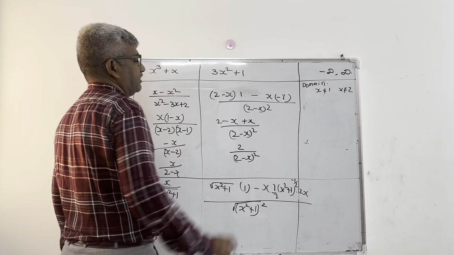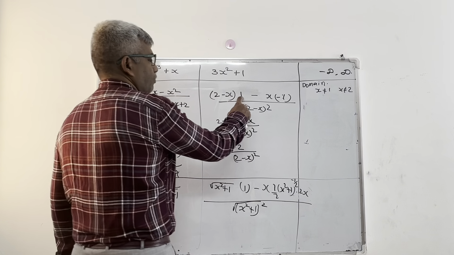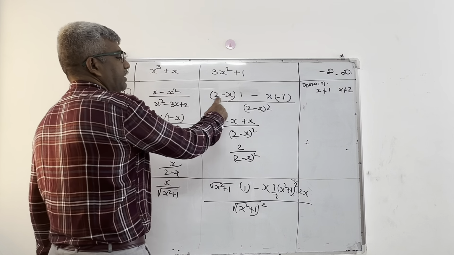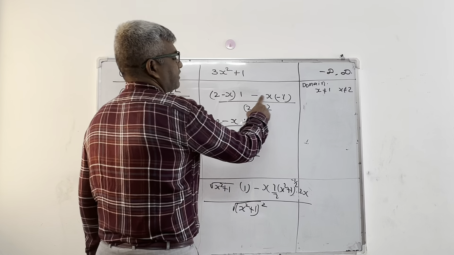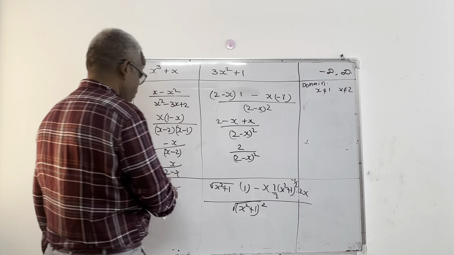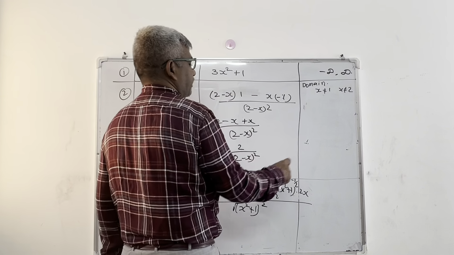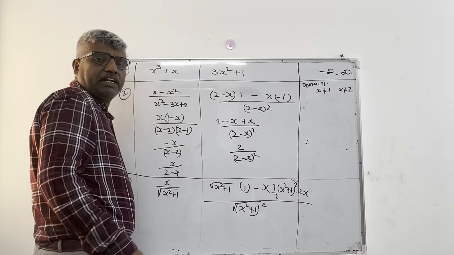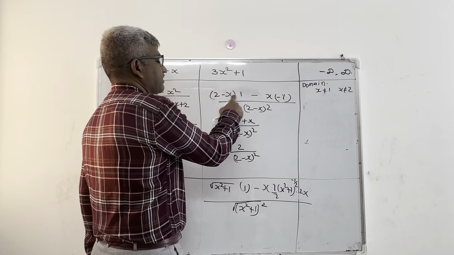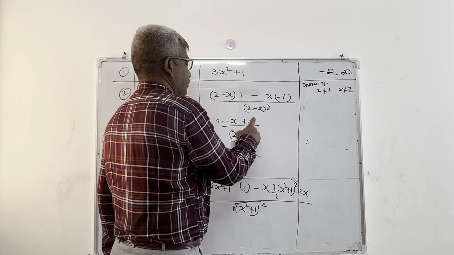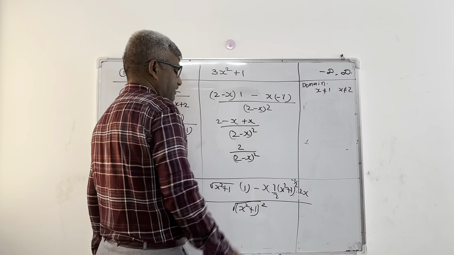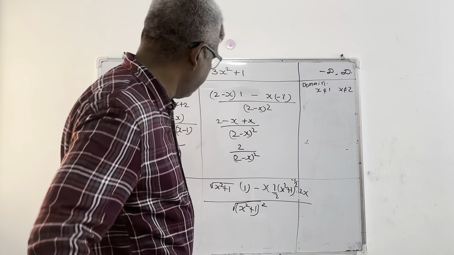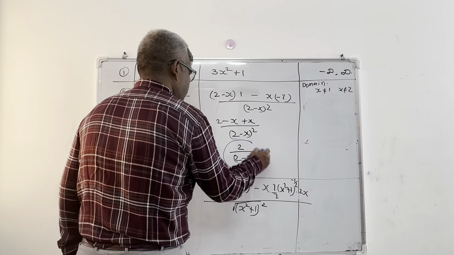Now differentiate. Using the quotient rule, v u dash minus u v dash: 2 minus x times 1, and 2 minus x, if you differentiate, gives minus 1. Then v square, 2 minus x whole square. Okay, 2 minus x plus x, gives 2 over 2 minus x whole square. Okay, now it is over.